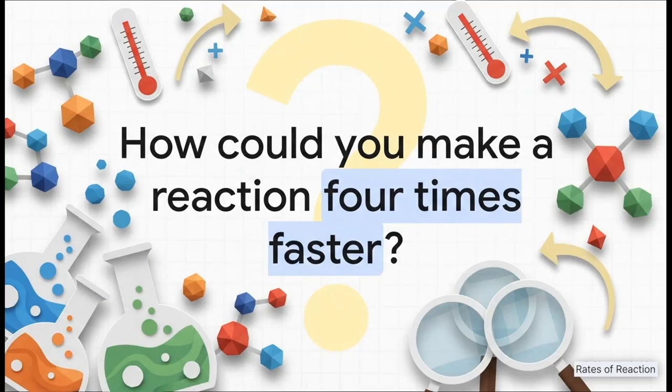And I'll just leave you with a final thought to chew on. We know how different things can speed up a reaction, but how could you combine them? If doubling the concentration makes it twice as fast, what happens if you double the concentration and increase the temperature? How do these effects stack up? Now that is when you really start thinking like a chemist.